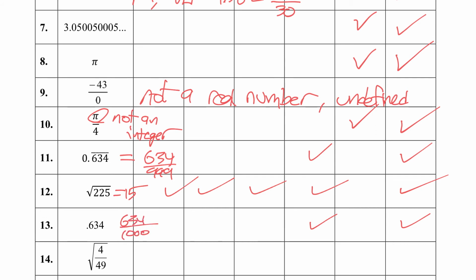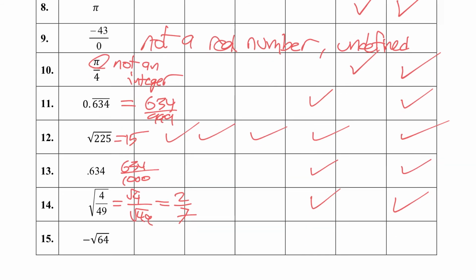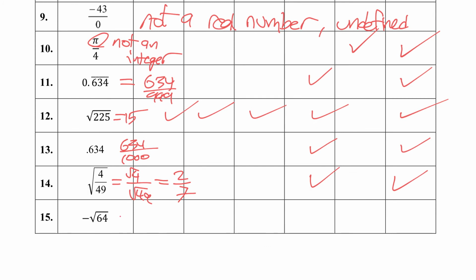Root 4 over 49 would be square root 4 over square root 49, which becomes 2 over 7, definitely rational and real. And finally, negative root 64 will be negative 8, which is not whole, but it is an integer, it is rational, and it is real.